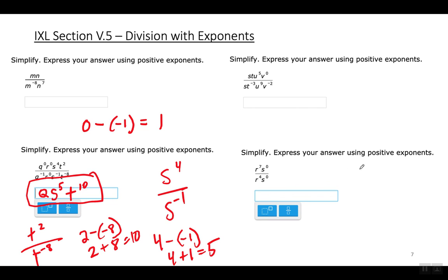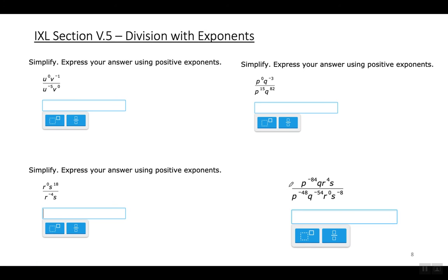Over here, the r's, r to the 7 over r to the 4 equals r to the third. I subtract. And the s's cancel out. So that one was simple. There's my answer, r to the third power. And this is the last slide. I'll do these 4 examples, then that'll be it.